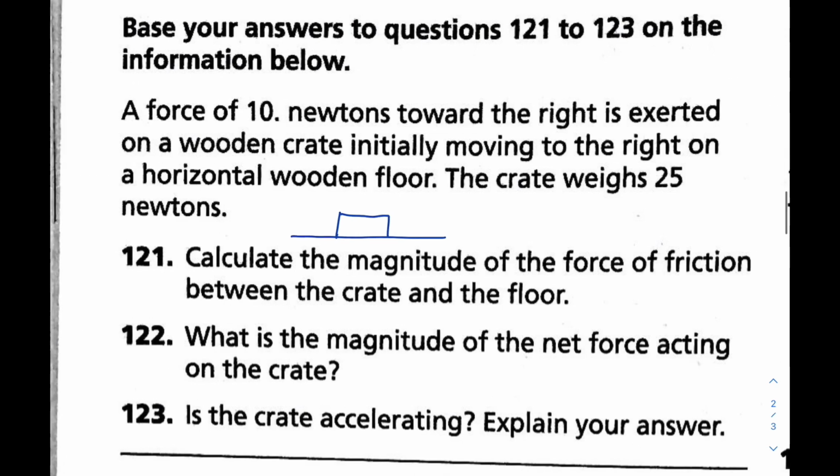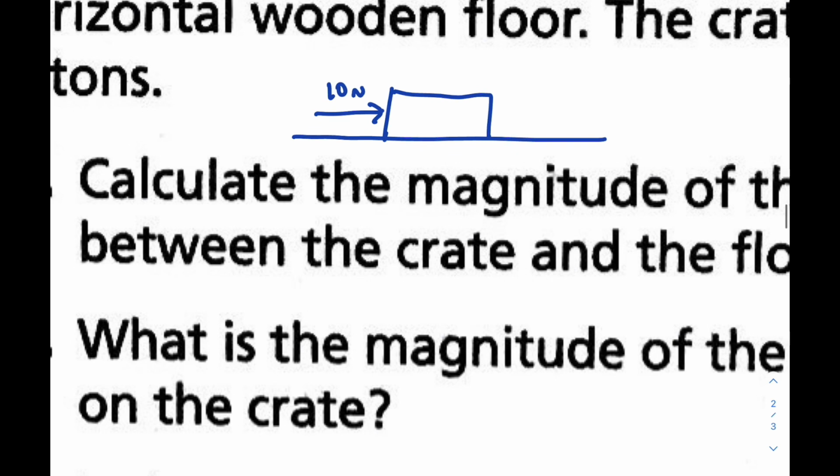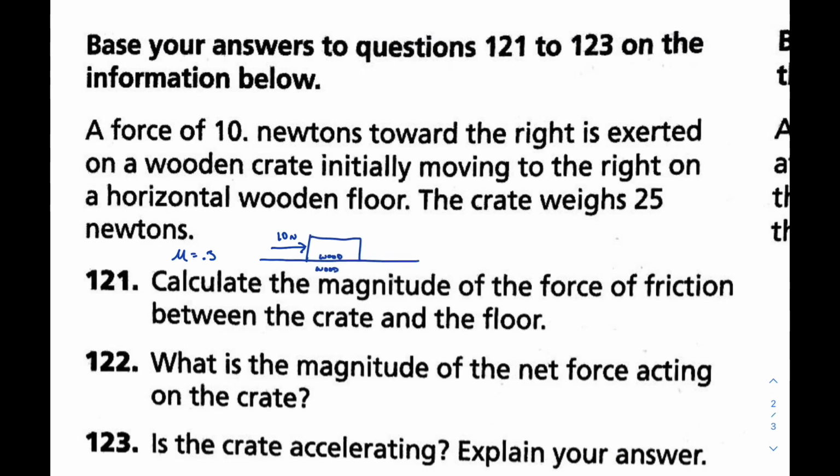Okay, so this is what we have. A force of 10 newtons to the right, exerted on a wooden crate. So now we know that this is a wood floor, and then this is a wood crate. And what that immediately tells us is that we can go to our reference table and look up the coefficient of friction here. And the coefficient of friction for wood on wood is 0.3. So that's something that I know.